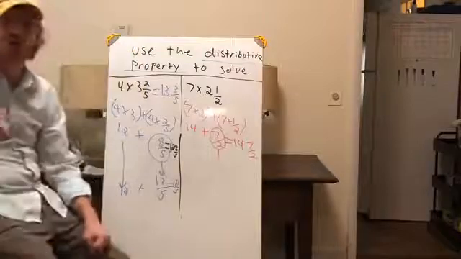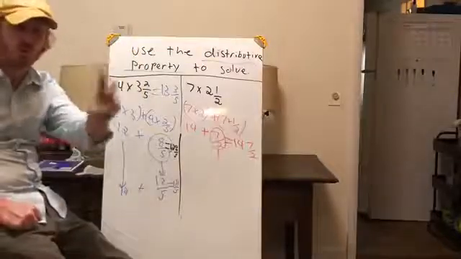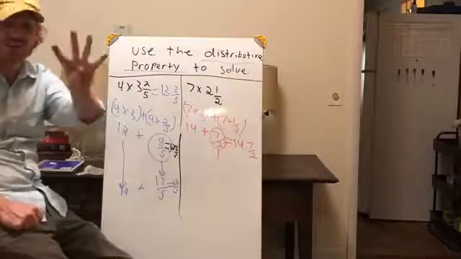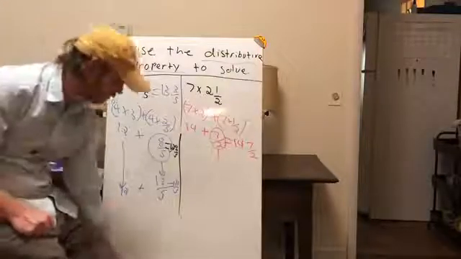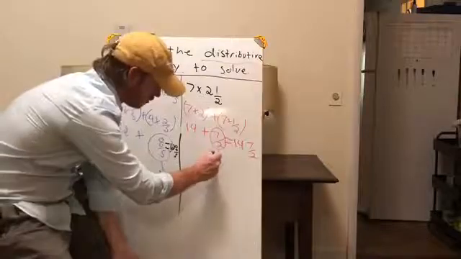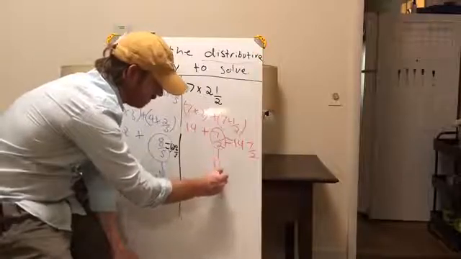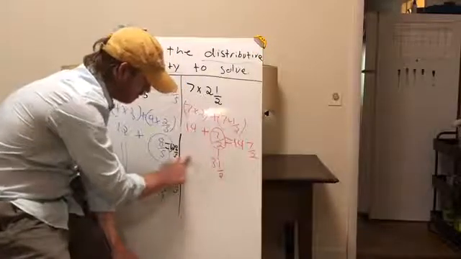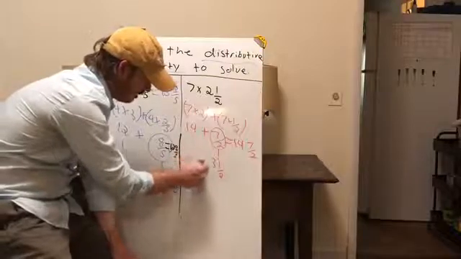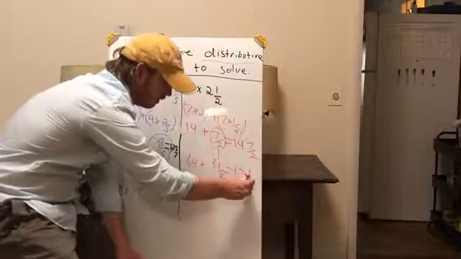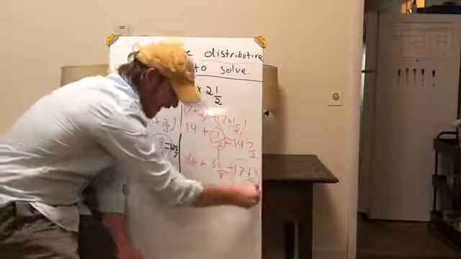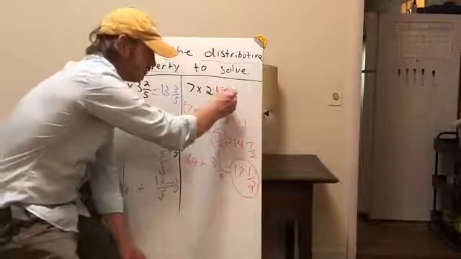I have 2, 4, 6, 8, so I can't go to 8. So 2, 4, 6, 3, and 1 left over. So 3 and 1/2. 14 plus 3 and 1/2 is equal to 17 and 1/2. That is our much better answer.